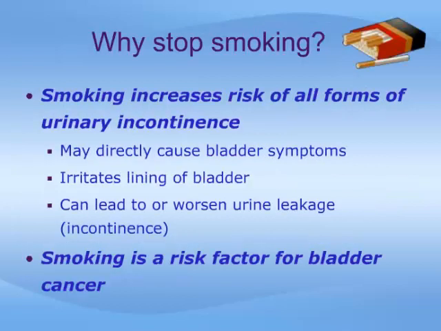If you have not already heard of enough reasons to stop smoking, you may be surprised to hear that cigarette smoking has quite harmful effects on the bladder. Products of cigarette smoke may directly cause and worsen bladder symptoms of frequent and urgent urination, and they are irritating to nerve cells in the lining of the bladder. Furthermore, smoking can lead to or worsen urinary leakage or incontinence. Finally, smoking is also the single most important risk factor for bladder cancer.